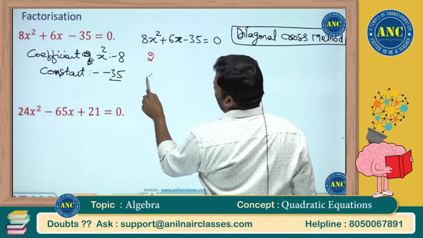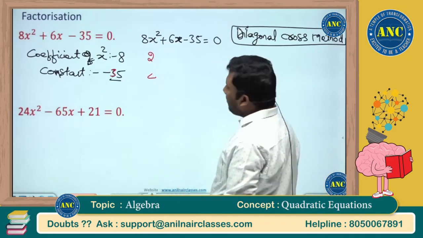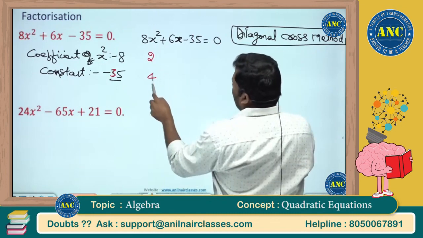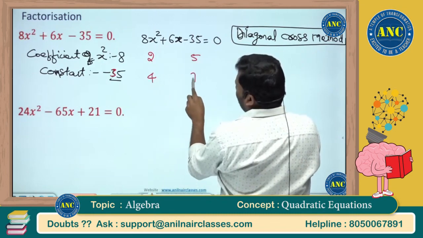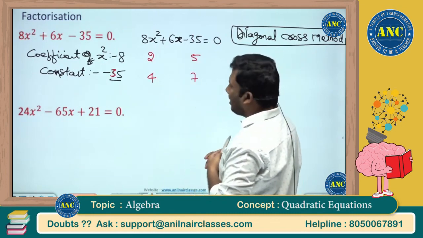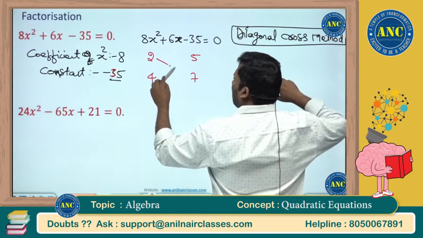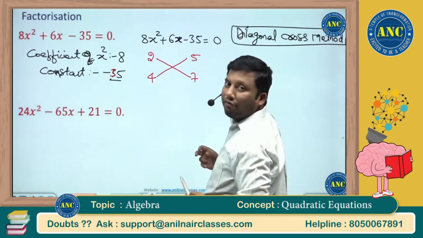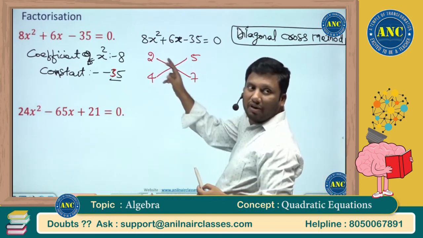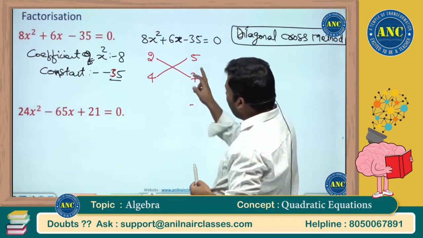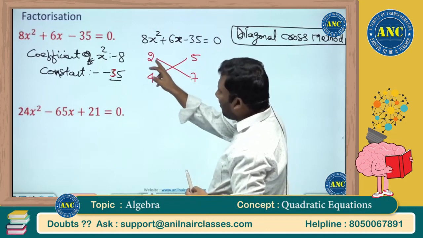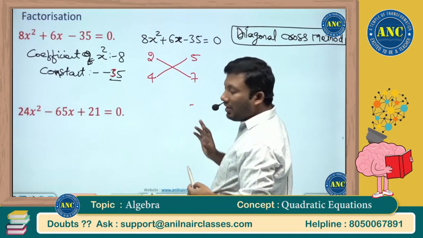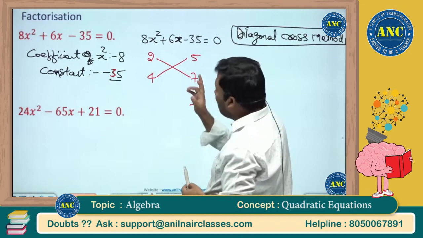Let me take 2 into 4, it is 8. Factors of 35: let me take 5 sevens are 35. Diagonal cross method. 7 twos are 14, 5 fours are 20. 20 minus 14 is plus 6.